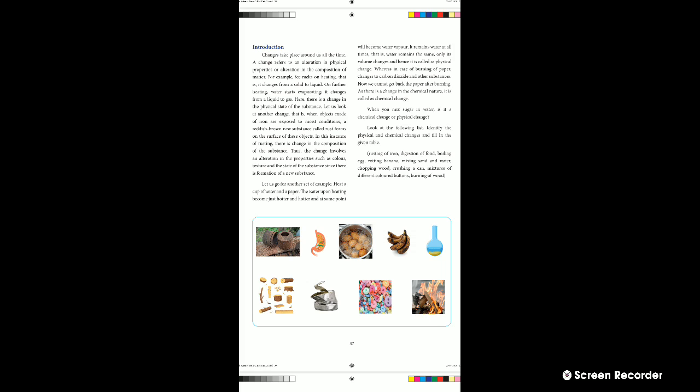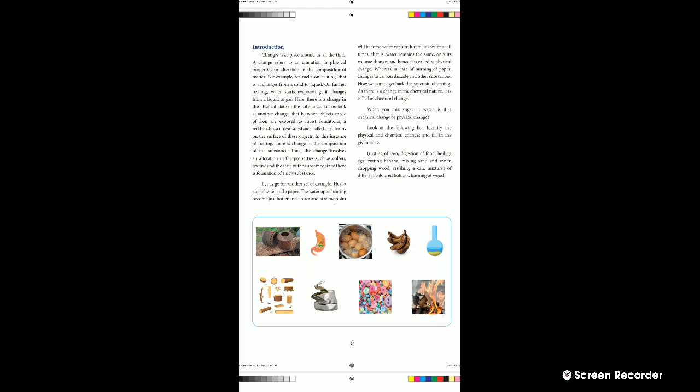Okay, look at the following list. Identify the physical and chemical changes by filling in this given table. After mixing the sugar into water, the liquid is not the same as it was initially. After the sugar dissolves, it does not come back to the same position, so it's called a chemical change only.